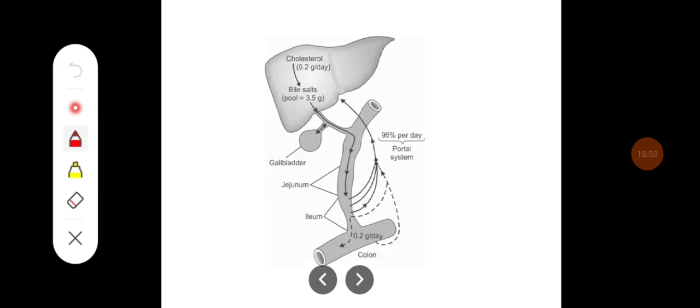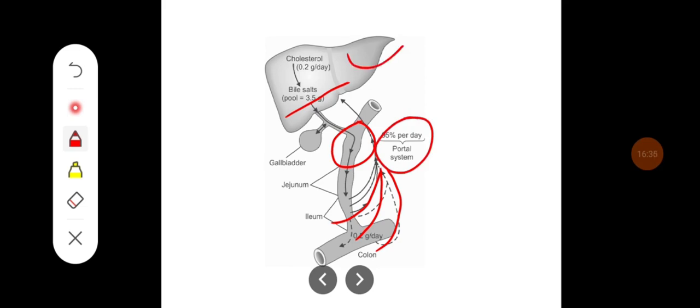This diagram shows the enterohepatic circulation. The bile salts which are produced in the liver are secreted into the intestine, and in the distal part and the colon, almost 95% of these bile salts are reabsorbed into the portal system, taken up by the liver, and resecreted back into the GI tract, and this is called enterohepatic circulation.